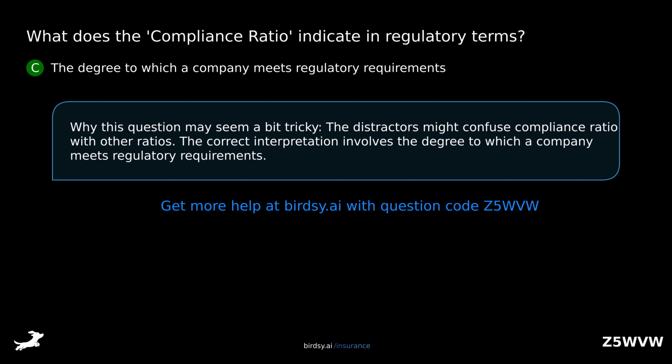Why this question may seem a bit tricky. The distractors might confuse compliance ratio with other ratios. The correct interpretation involves the degree to which a company meets regulatory requirements.